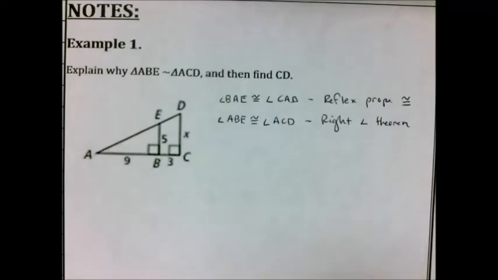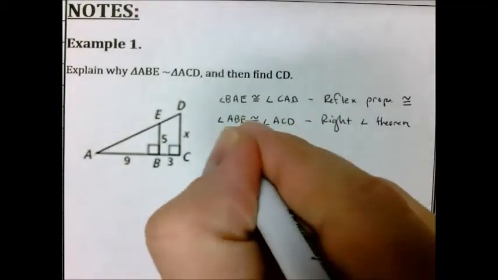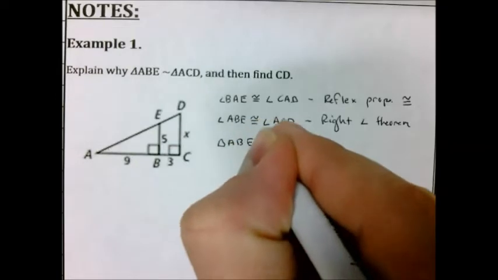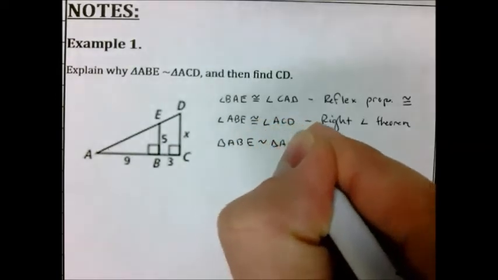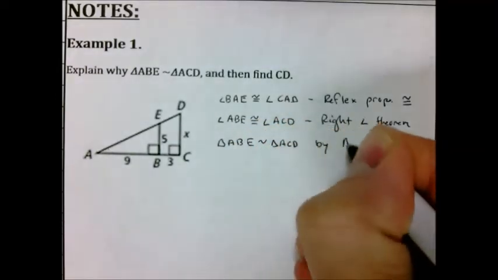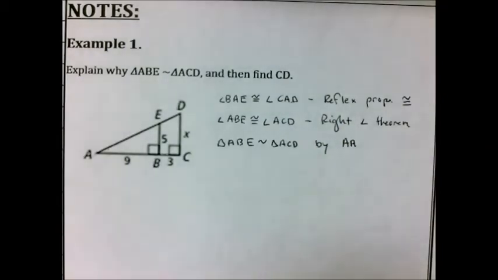Okay, so now we can actually prove that these two triangles are similar because we know two angles are congruent. And remember, that would be triangle ABE is similar then to triangle ACD by AA similarity, right? Angle, angle. If we know two angles of a triangle, then we know that the two triangles are going to be similar. Okay, so that's the first part of the question, explaining why the two triangles are similar. And now we have to actually find what the length of side CD is. Okay, so we know the triangles are similar.